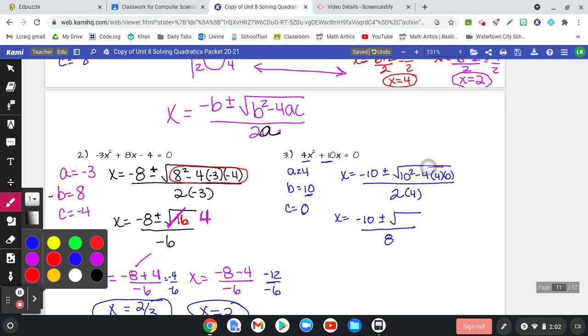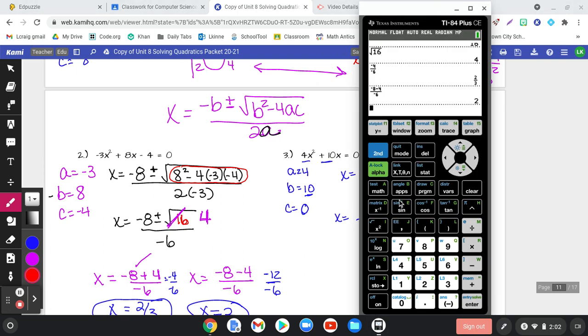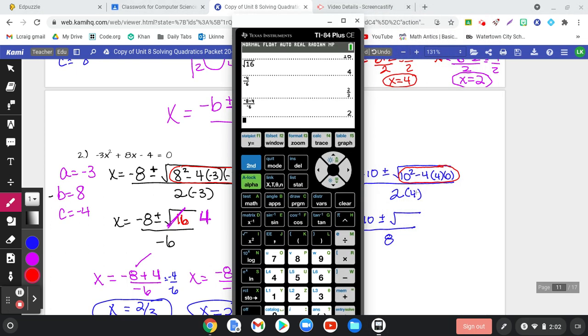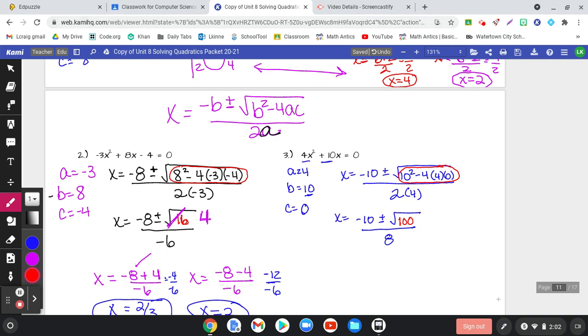All right, so in your calculator, remember, we're just typing in what's under the square root. We're not typing in the square root. That's right here. We just want to simplify this down. So 10 squared minus 4 times 4 times 0. And again, like I said, this part will disappear because you're multiplying by 0. You're left with 100. All right, now the square root of 100 is 10, not 50, not 25.